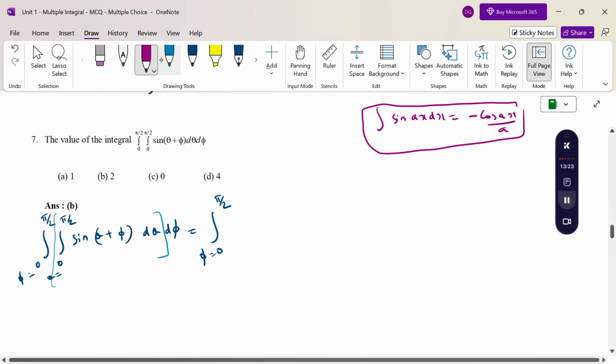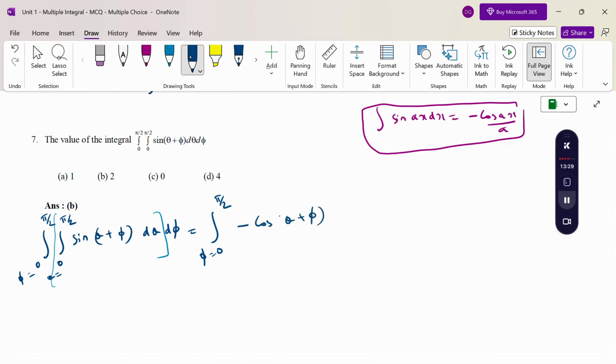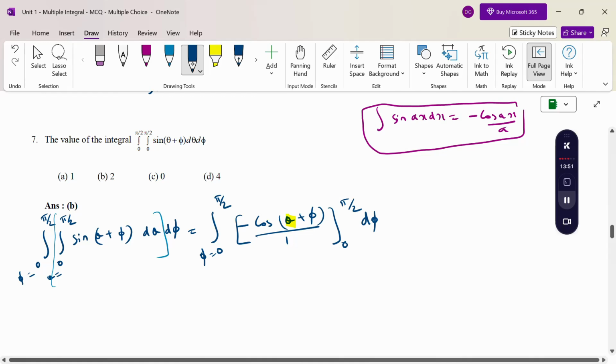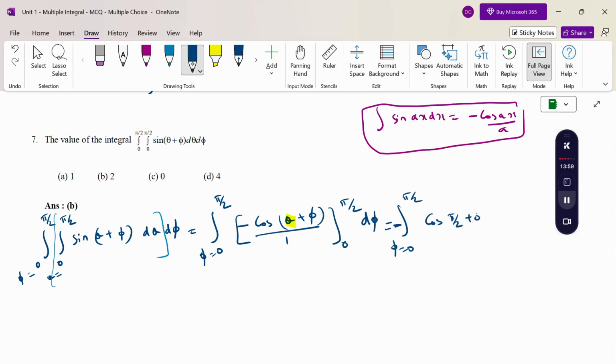Therefore, here when I am integrating, the sin function gives minus cos(theta plus pi), divided by a, where a is the coefficient of theta. Suppose 2 theta is there, then divide by 2; 3 theta means divide by 3. So don't consider the pi term, only the coefficient of theta, here 1. The limits are 0 to pi by 2, with respect to d pi. Substitute the upper and lower limits, taking minus common: cos(pi by 2 plus pi) minus cos(0 plus pi), d pi.